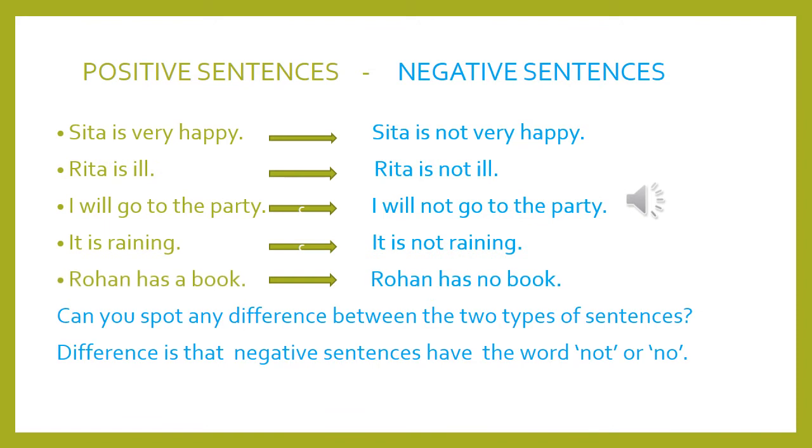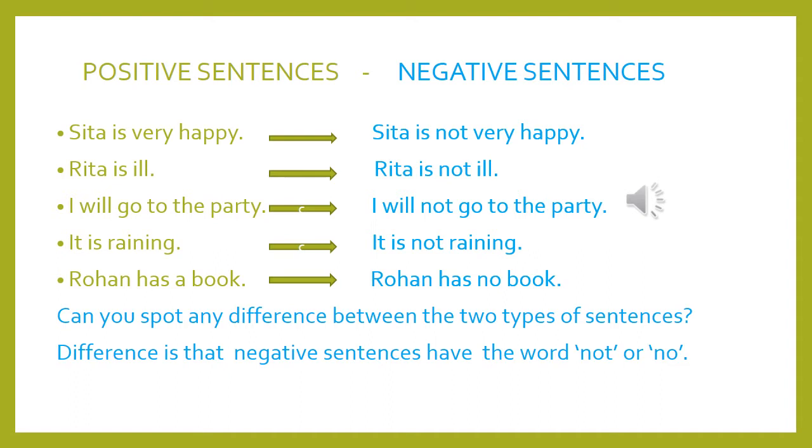On one hand, there are positive sentences and on the other hand, there are negative sentences. Sita is very happy. Sita is not very happy. Rita is ill. Rita is not ill. I will go to the party. I will not go to the party. It is raining. It is not raining. Rohan has a book. Rohan has no book.